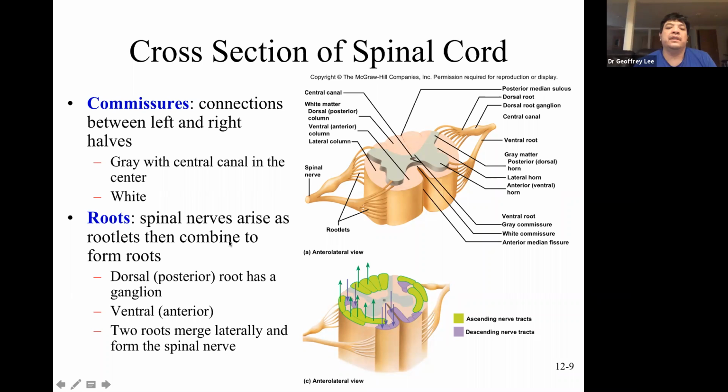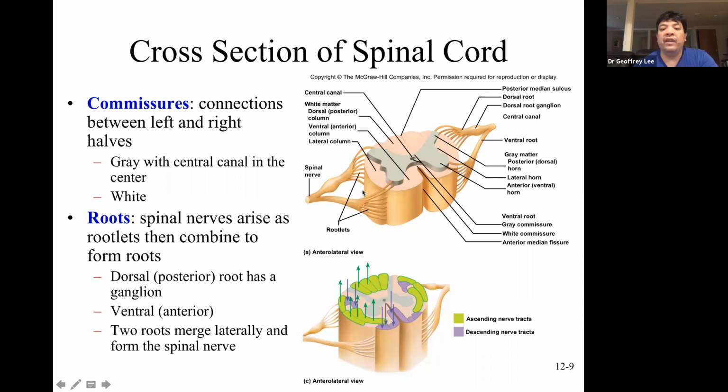Roots. Spinal nerves arise as rootlets. These are the roots right here. Rootlets form the roots, right? And again, the closer we are to the spinal cord, the more we separate sensory signals towards the back, and motor signals exit out the front. Now, once we go past the spinal cord, then we fuse all those signals together.